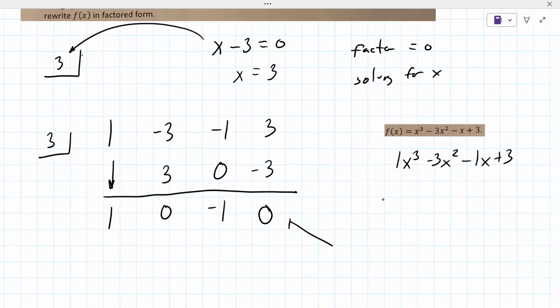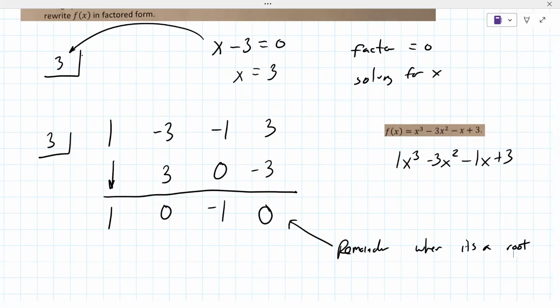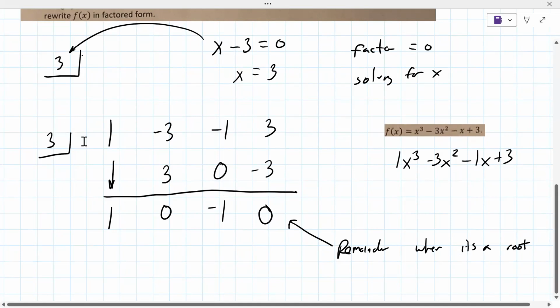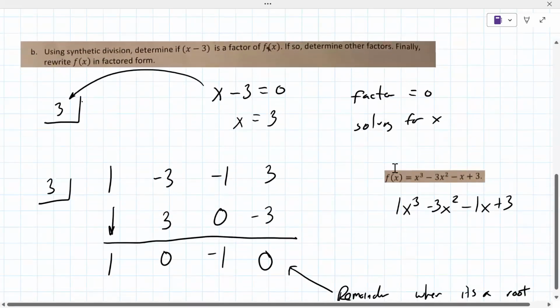So you expect 0 here. You expect a remainder of 0 when it is a root. So what exactly does that mean? It means that it worked. Like 3 is where it crosses or touches the x-axis. If you were to graph this, it's a solution. It's where this function equals 0.